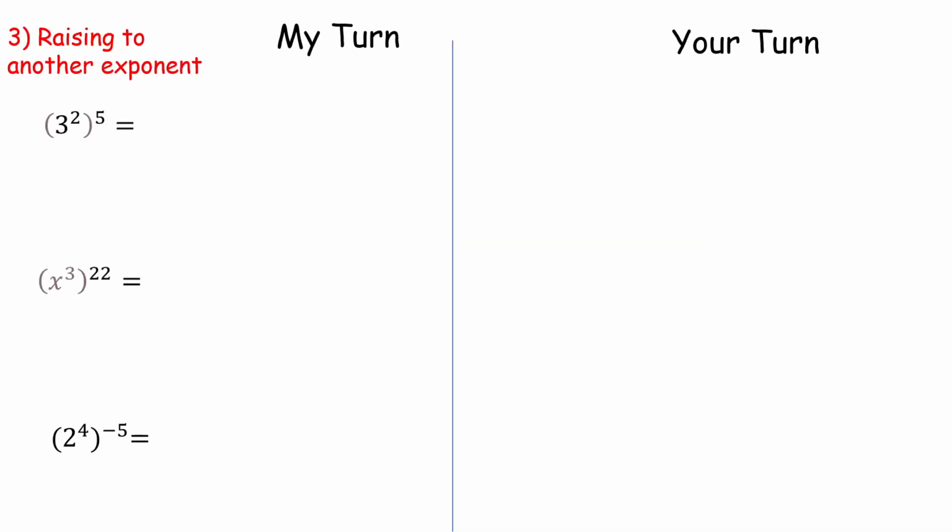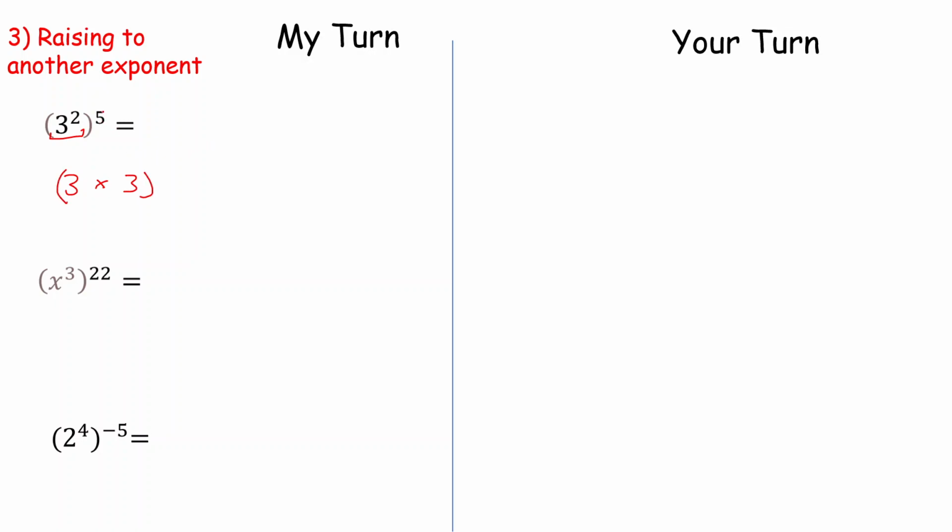Okay, so that's the first 2 laws. We're then looking at the power law, or raising to another exponent. So this just means you've got some indice raised to a power, like 3 squared, and then we're raising it to another power. How does this law work? Well, first of all, let's consider this bit inside the bracket, which is 3 squared. 3 squared you can write as 3 times 3. So that's the bit in the bracket. We can write it in brackets here, again, if we need to.